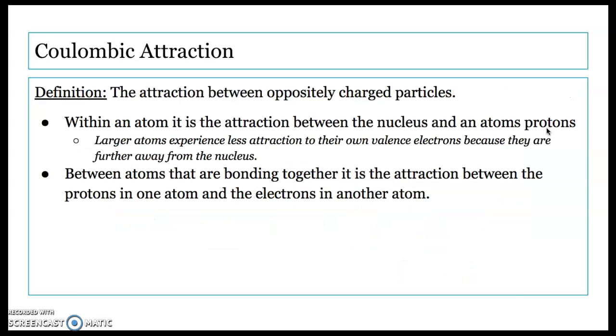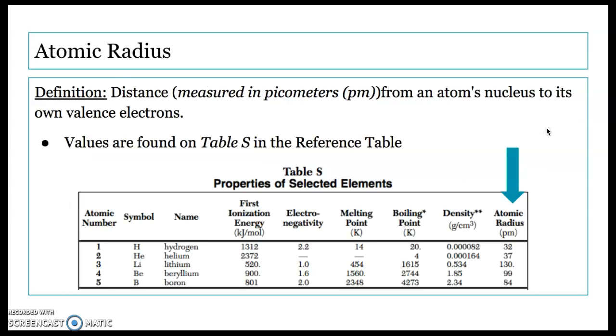The reason we need to talk about that is because this is also the basis of all these trends. So the 3 important things are going to be the valence electrons and energy levels, Coulombic attraction, because this will be the driving force of all the trends, and then atomic radius, which is what it sounds like. It's the distance measured in picometers from an atom's nucleus to its own valence electrons. These are all found on table S.